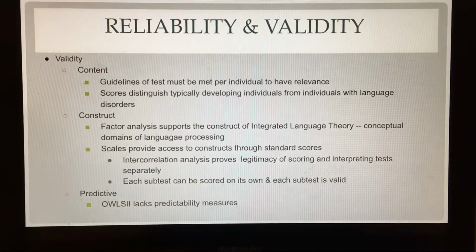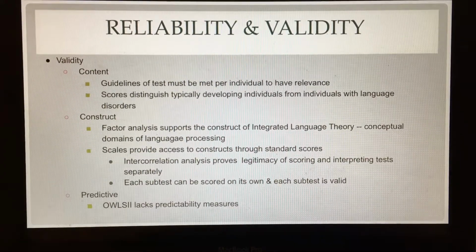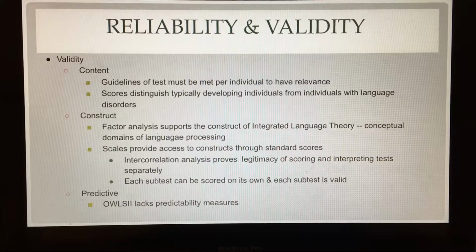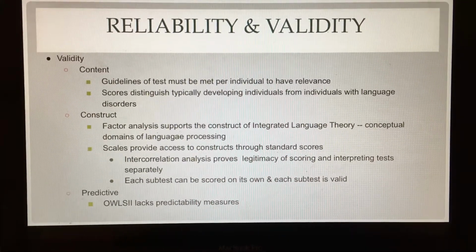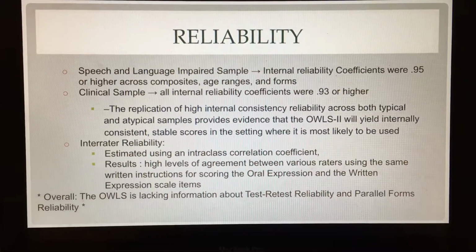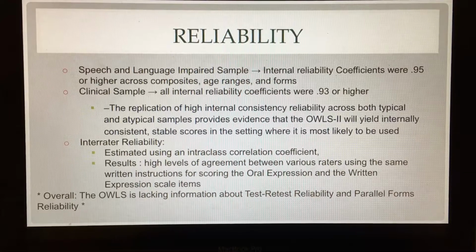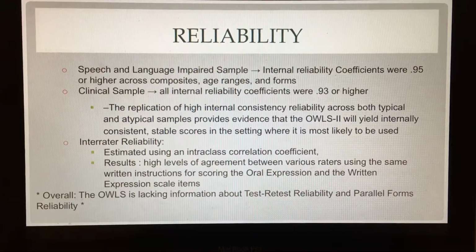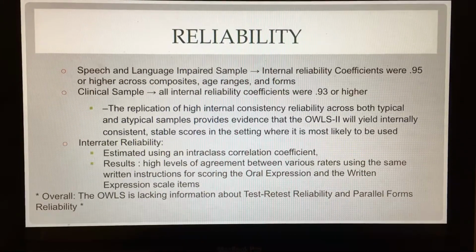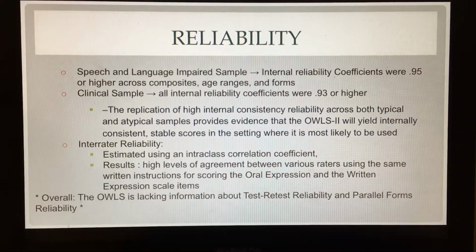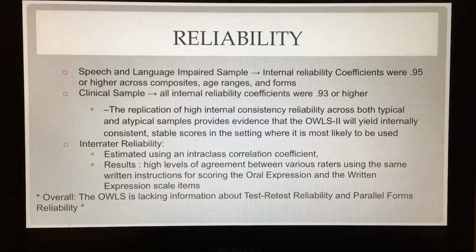Predictive validity was also found. The extent to which the score on a scale or test predicts scores on some criterion measure, but the OWLS test does not have predictability measurements. For the reliability continued, for the speech and language impaired sample, they found that internal reliability coefficients were 0.95 or higher across composites, age ranges, and forms. For the clinical sample, all internal reliability coefficients were 0.93 or higher.